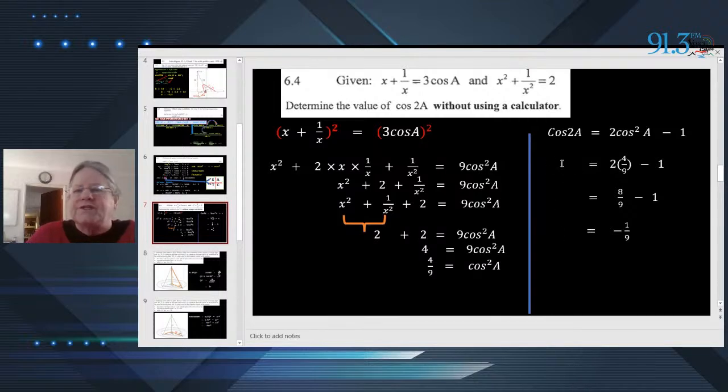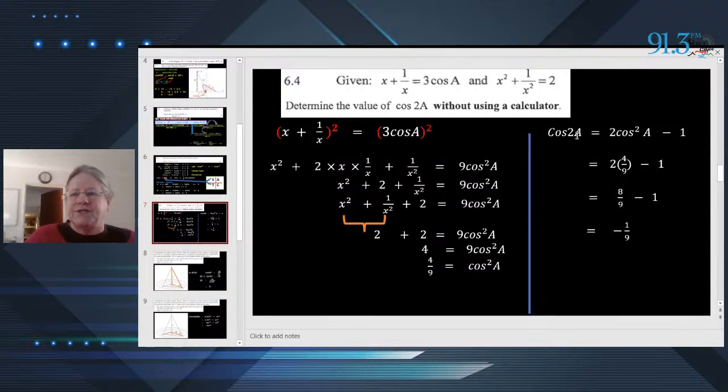So now the question says we must find cos 2A. Now, I could have said it in the beginning, but I'm saying it now. When you read any of these questions and you see that there's a single angle and a double angle in the same question, you will have to, at some stage, convert from the one to the other. Because what we've done up to now, we still have a single angle. But the question says, I must have a double angle.